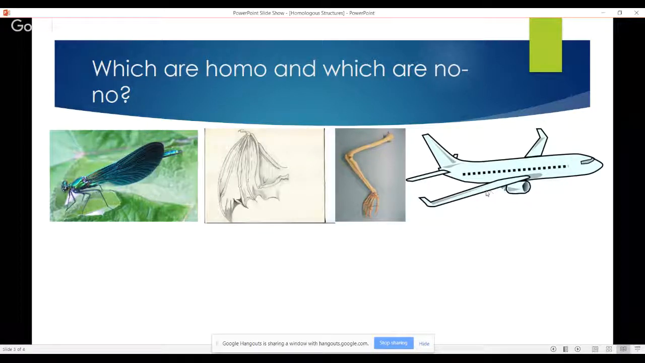Now the airplane doesn't really apply very much in biology since it couldn't have evolved. But I wanted to demonstrate that something that can fly doesn't mean it's homologous. As you can see, it's made out of a flat piece of metal. There's no way it's similar to the bone structures, and it's made out of a different material than the damselfly wing, so it doesn't fit in.